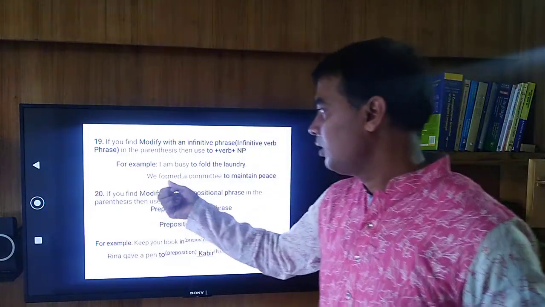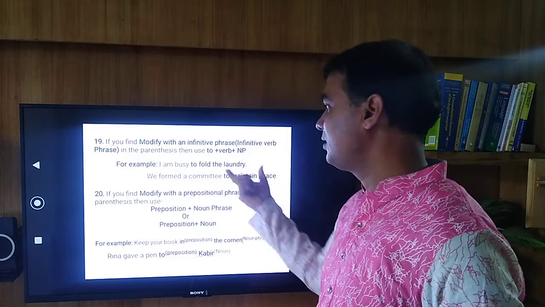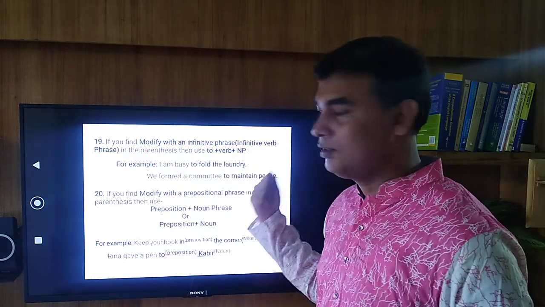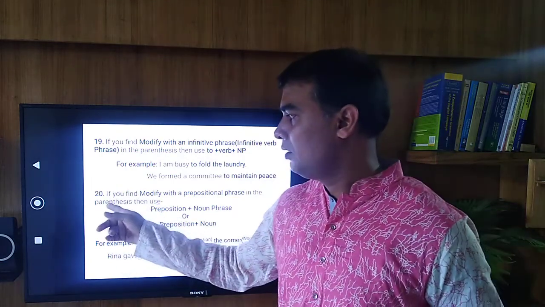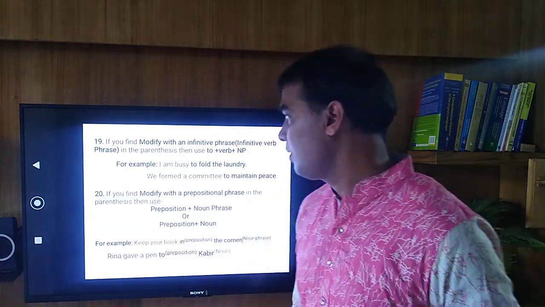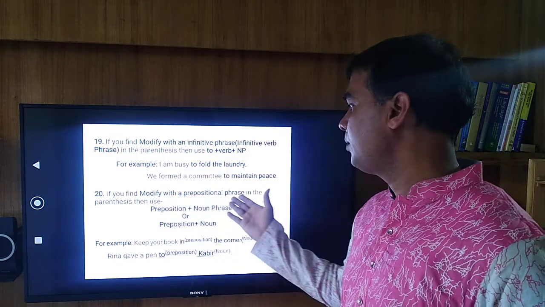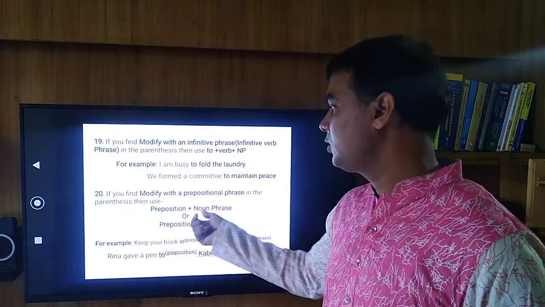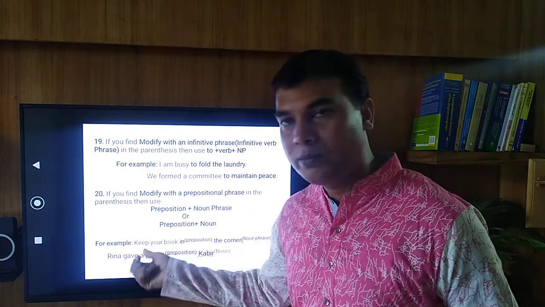In the second example, we formed a committee to maintain peace. The same way, to, then verb, then again noun or noun phrase. And technique number 20. If you find modify with a prepositional phrase in the parenthesis, then use preposition plus noun phrase or preposition plus noun.